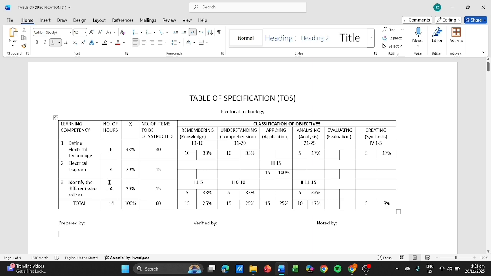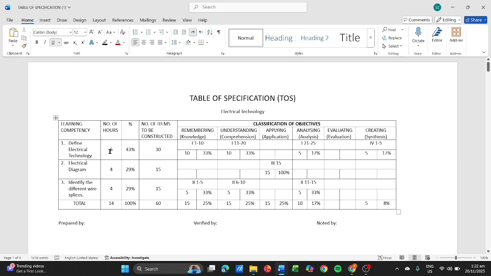After you come up with that, you have to multiply it by 100. So the result is 4.85. So we just have to round it off to 43 since we're not going to put a decimal percentage. And to get the percentage of the other LC, you just have to do the same way.